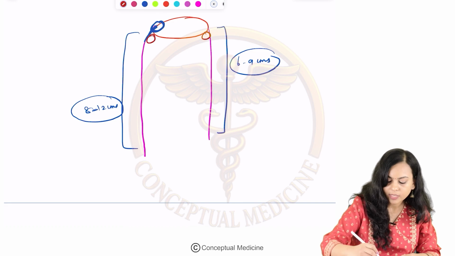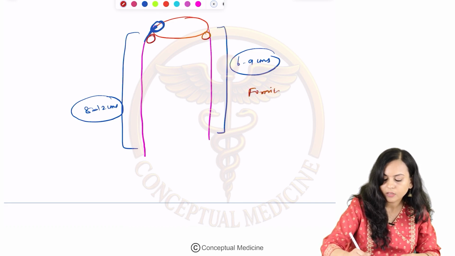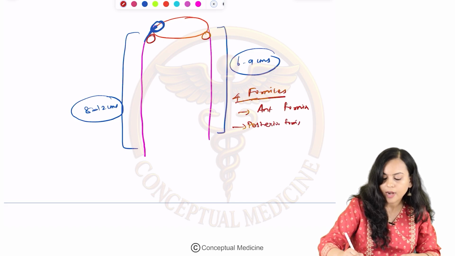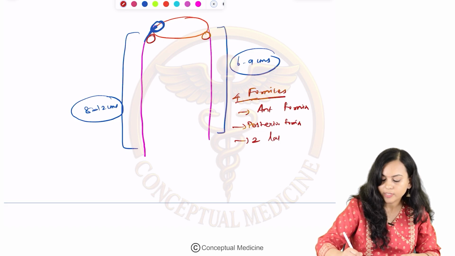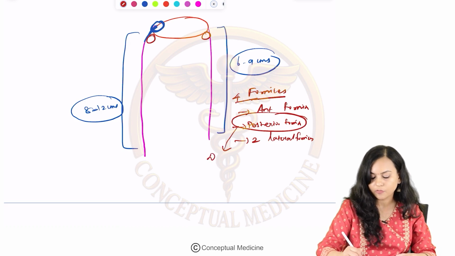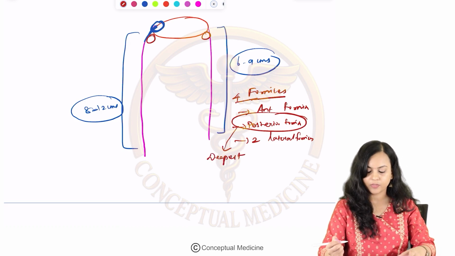Also, when these vaginal walls are inserted into the cervix, we get 4 fornices around the cervix. Okay, so these are the anterior fornix, posterior fornix and 2 lateral fornices. Obviously, the posterior fornix is the deepest fornix of all the 4.